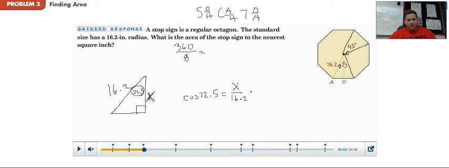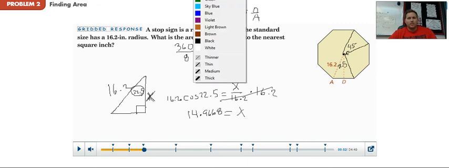So I'm going to multiply both sides. I'm going to try and get this x to be all by itself. Multiply both sides by 16.2. These are going to cross off and just leave me with x. And I'm going to plug this right here, 16.2 times cosine 22.5. And this is going to give me 14.9668.